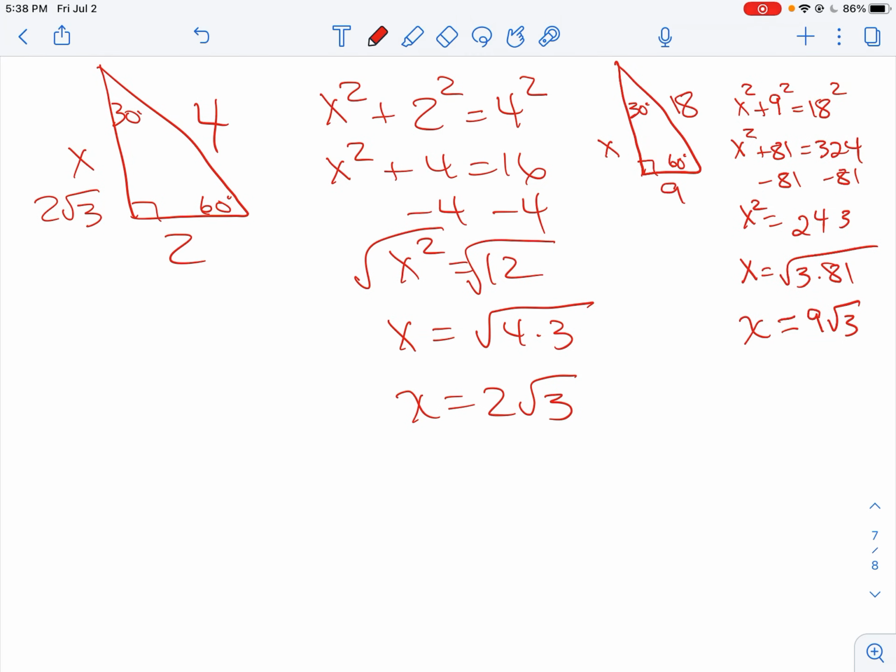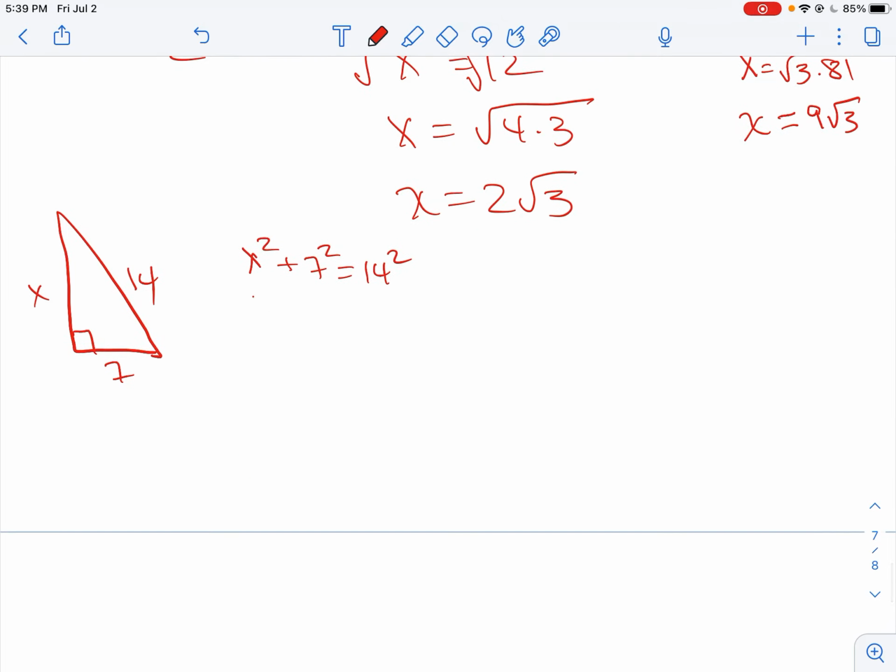Try one more time finding the long leg. So we'll go with, this is 7, 14, and x. So x squared plus 7 squared equals 14 squared. X squared plus 49 equals 196. I subtract. So x squared equals, that's a 7, 4, 147.